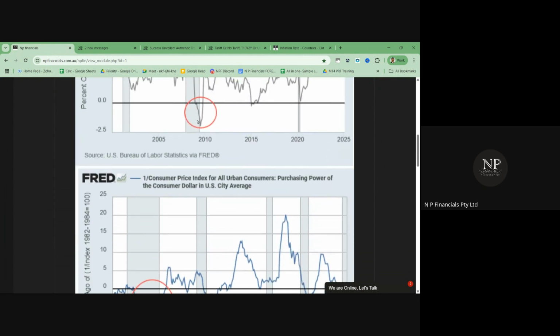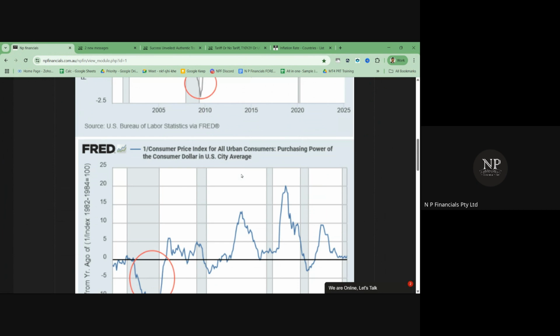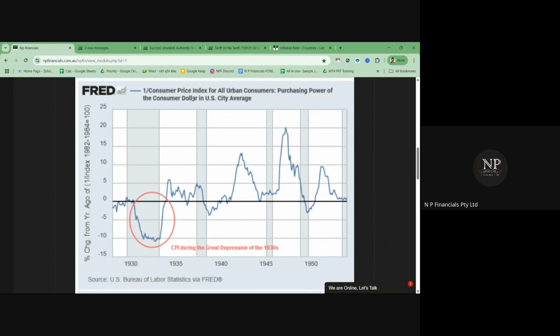And then you can see the history. If it goes below zero, then we'll have a downturn, especially in the stock market. In the Consumer Price Index for All Urban Consumers, the purchasing power of the consumer dollar, PPI, in the United States city average: during the Great Depression of the 1930s, it went down crazy, to -10, and then again in 1938-39, and then again in 1950, and now we are here.